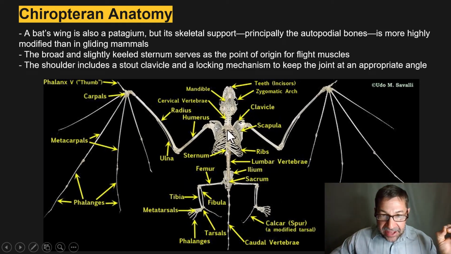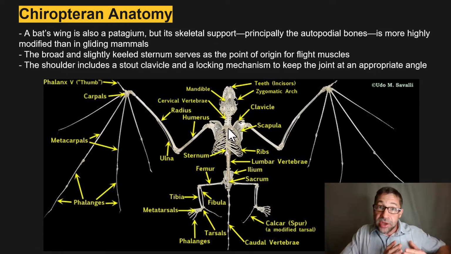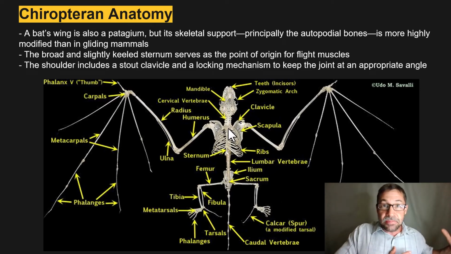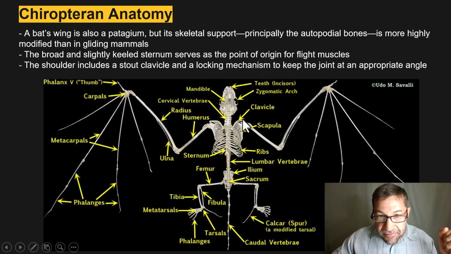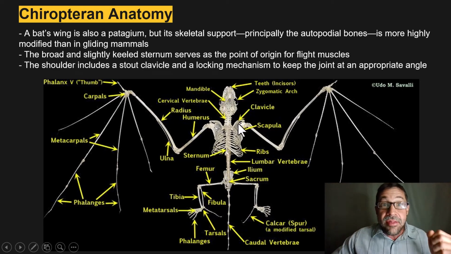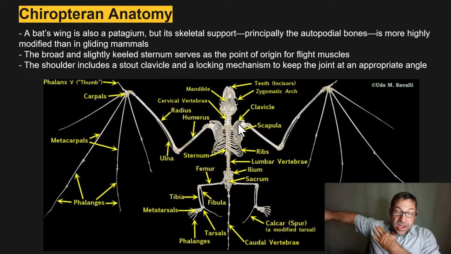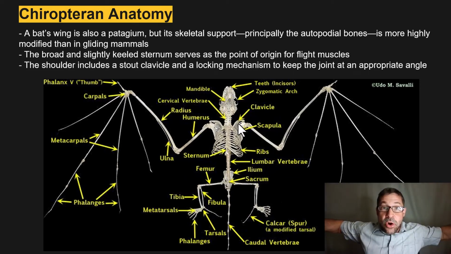Further, the bats have a broad and slightly keeled sternum, much like a bird, which serves as the point of attachment for the flight muscles, the pectoralis muscles. The shoulder includes a very stout clavicle, a collarbone, with a locking mechanism to keep the joint at an appropriate angle, keeping those wings locked as airfoils.